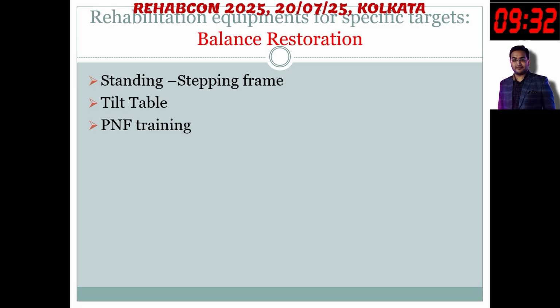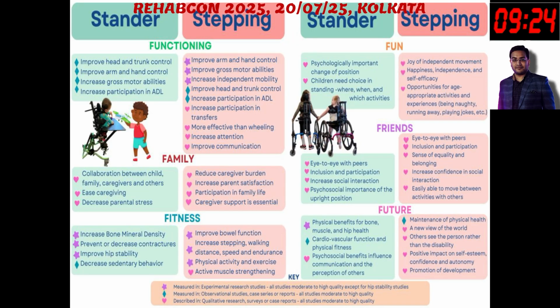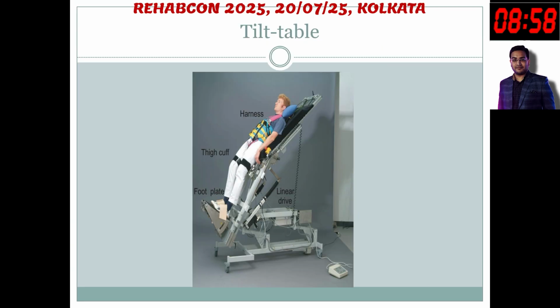For balance restoration, we use standing stepping frames, tilt tables, PNF training, the proprioceptive neuromuscular facilitation training, etc. The standard stepping activities improve the outcome in all six F domains, that is the functioning, family, fitness, fun, friends, and futures. This slide is more in response to cerebral palsy patients with movement disorders, especially the children, and these domains help us in integrating the patient into the community at large. This image shows a tilt table which is used for balance training.